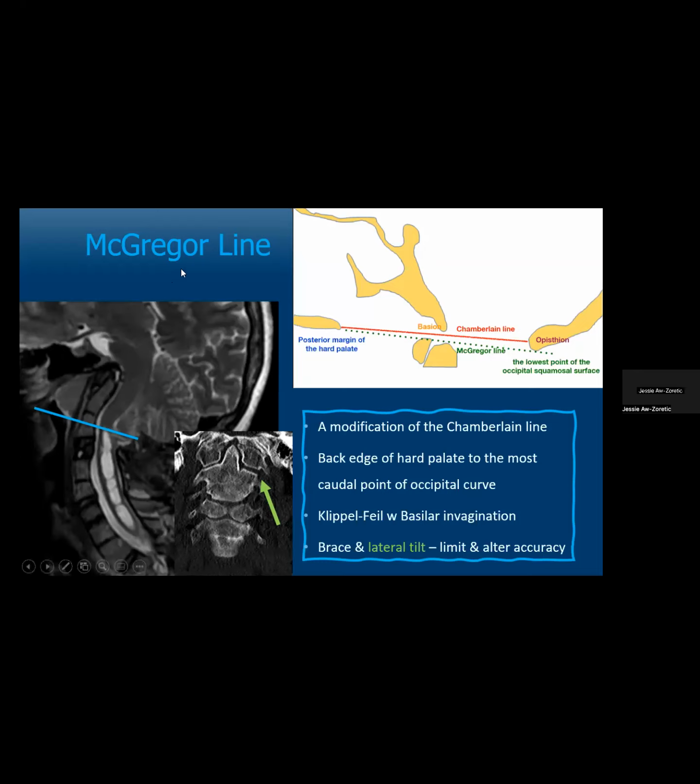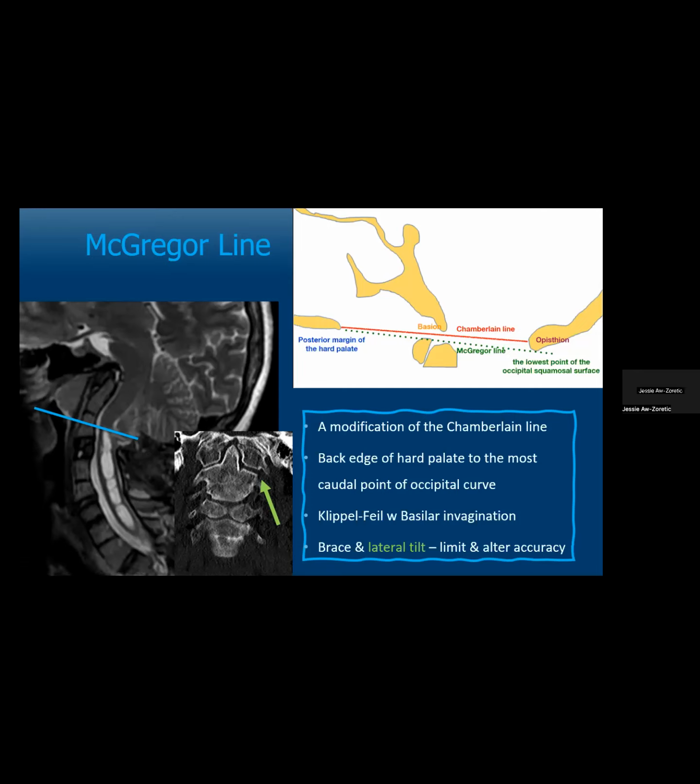So next we go, similar to the Chamberlain's line, to McGregor's. Again, you look for that posterior margin of the hard palate, and then it's really not the tip, it's the inferior edge of the opisthion. So just there, and it's just a modification of the Chamberlain's line. And this is the same case with that Klippel-Feil with the basilar invagination. And then, as I said, any lateral tilt in the coronal plane, you can assess for lateral tilting, especially if it's congenital, and braces can also alter the accuracy of this line.